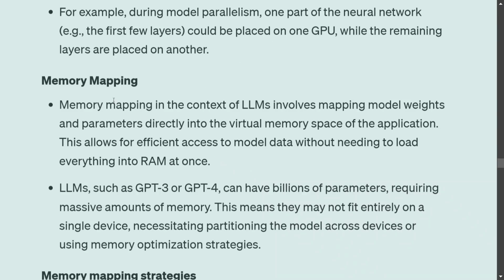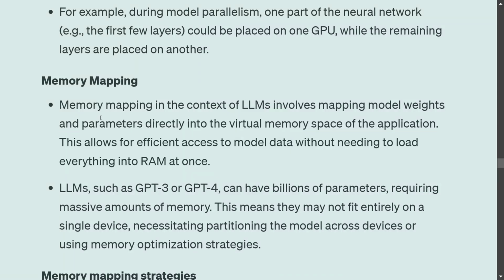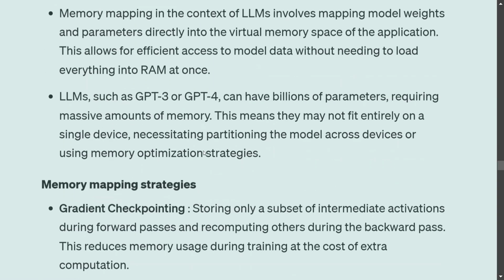Similarly, memory mapping involves mapping model weights and parameters directly into VRAM. If you have heard of it, it allows efficient access to model data without loading everything into RAM at once. If you have heard of models like ChatGPT, for example GPT-3 or GPT-4, they have billions of parameters. The model size is about 170 or 180 billion parameters, I remember, for GPT-3.5, which is humongous. You require lots and lots of memory, which is not possible to load, right? So in that case, memory mapping can be a great thing.